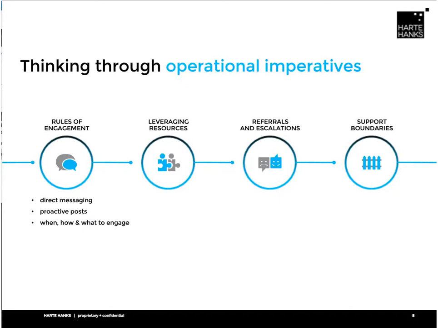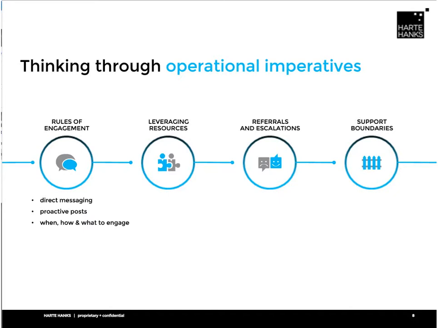Leveraging resources is talking about what are the things I have today in my training, in my knowledge base, in my processes, and in my policies that I know I'm going to be able to leverage and push out to my people as value add as I'm pushing it out to social.